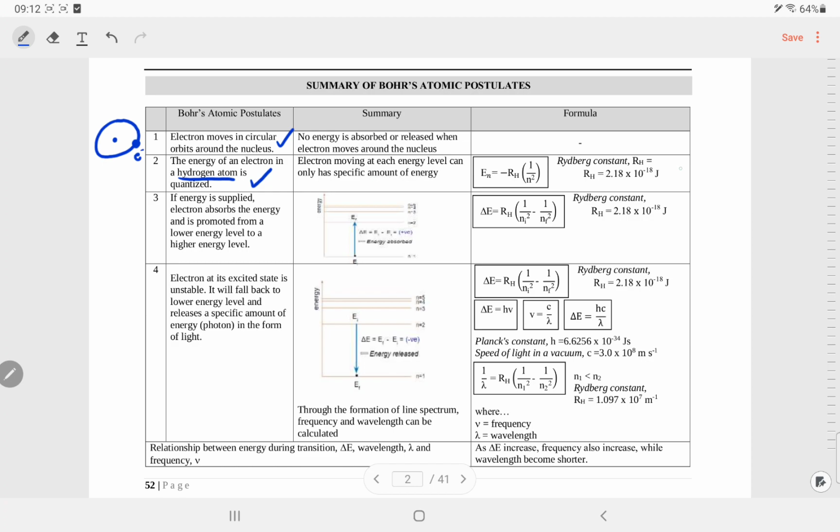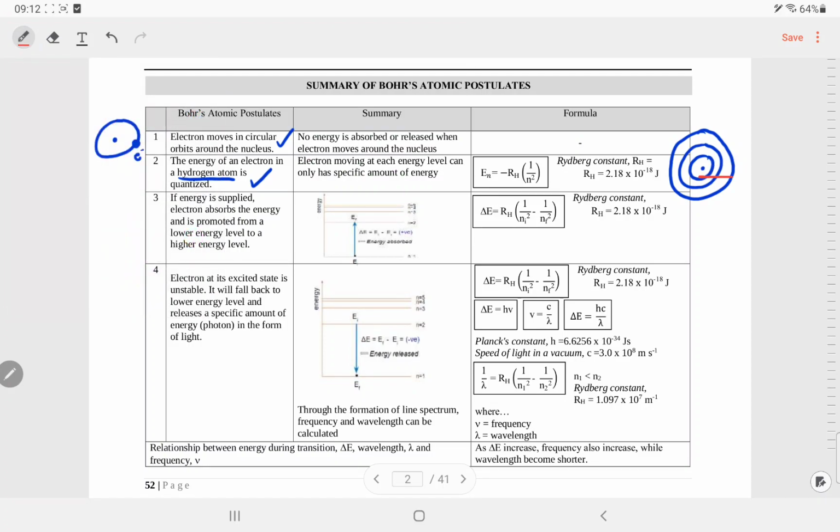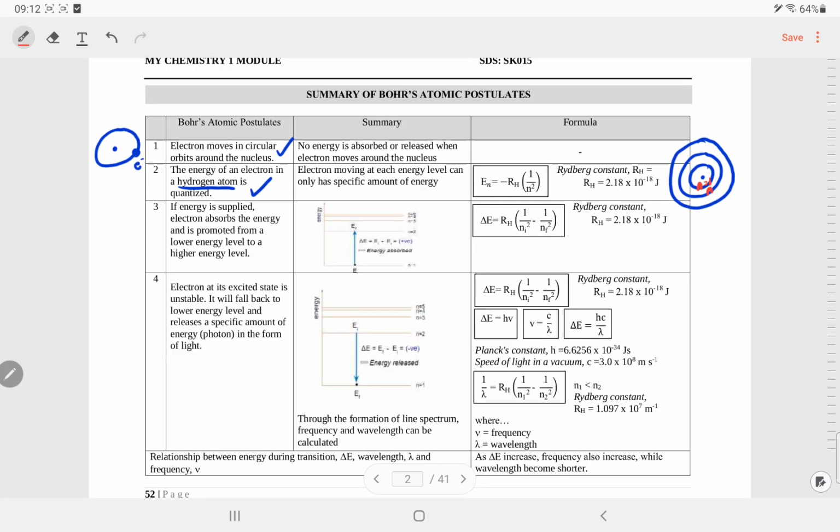Okay, maksud dia begini. So as we know that this is nucleus. Okay, so this is the orbit. So electron move in this circular orbit. So actually the orbit bukan ada satu sahaja, dia ada banyak orbit. Okay, so let's say this one is n is equals to 1 lah. N itu adalah number of orbit lah. Okay, this one is n is equals to 2. So this one is n is equals to 3.